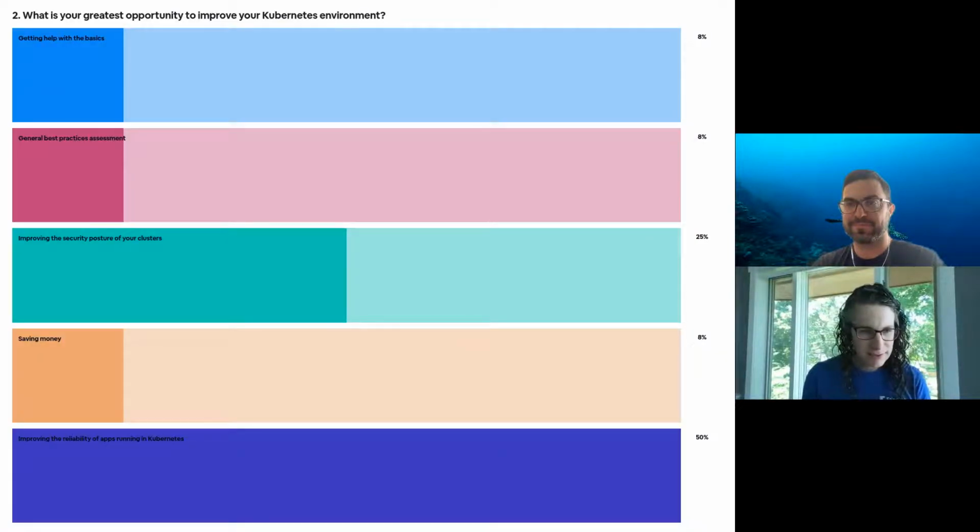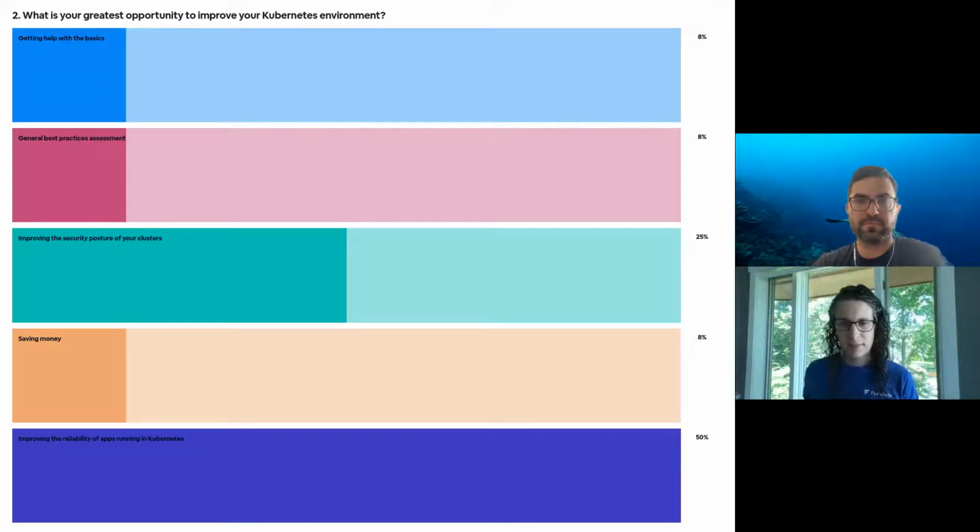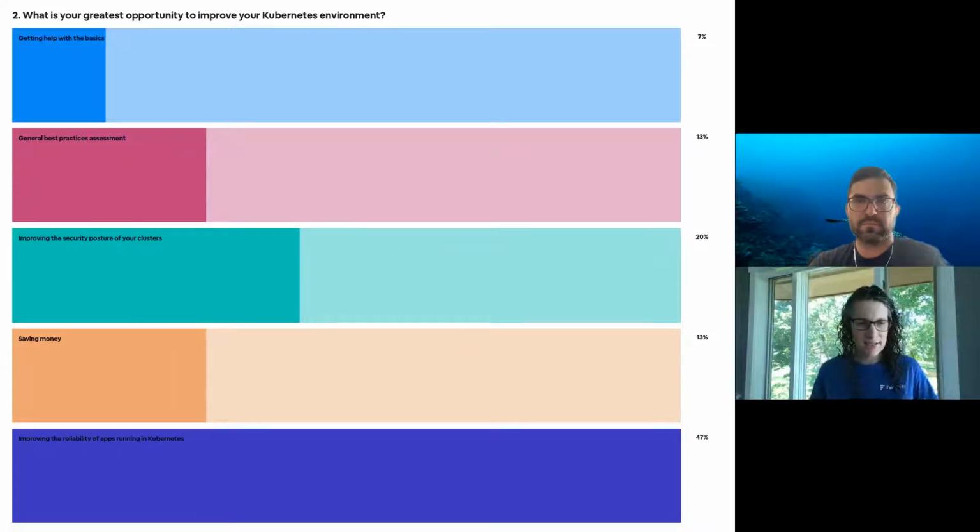All right, so awesome. It looks like about half of the audience is focused on improving the reliability of apps running in Kubernetes. So I imagine liveness and readiness probes are things you really want to hear about. If you're not already doing them, quality of service is something that's going to be important, so you should definitely look into that. Yeah, a lot of good stuff like that. Making sure you have CPU and memory requests set. Looks like some people are focused on improving the security posture, and then everyone else is pretty split across the rest.